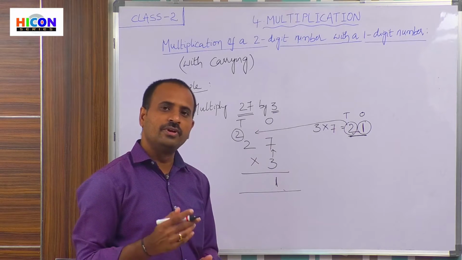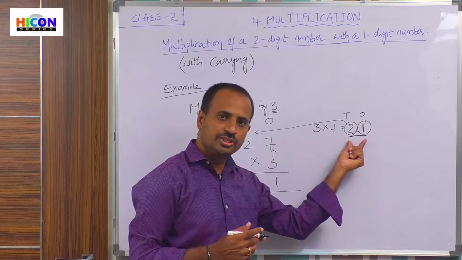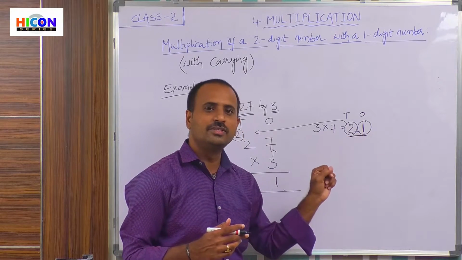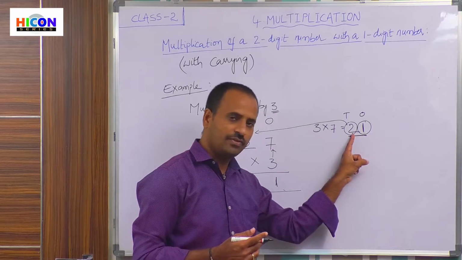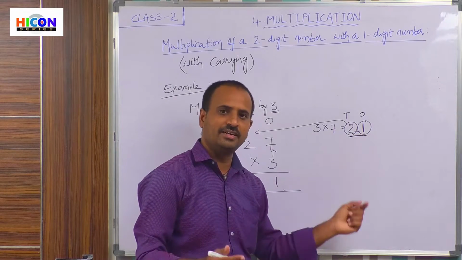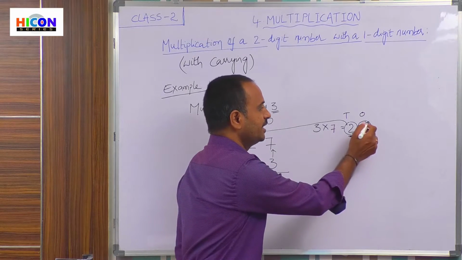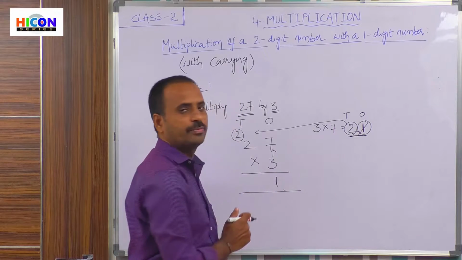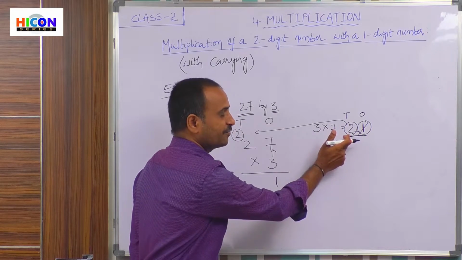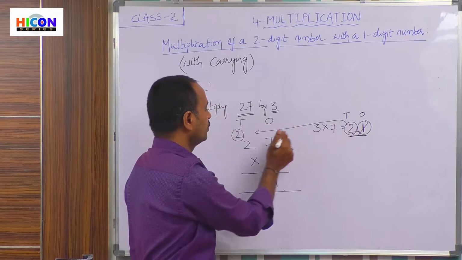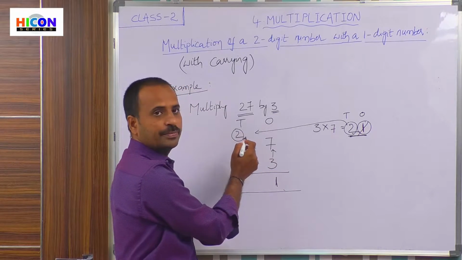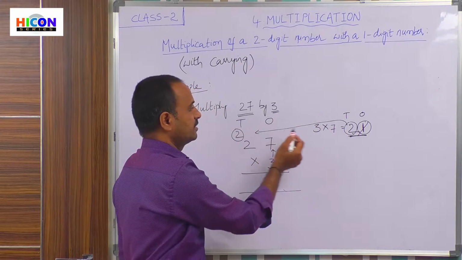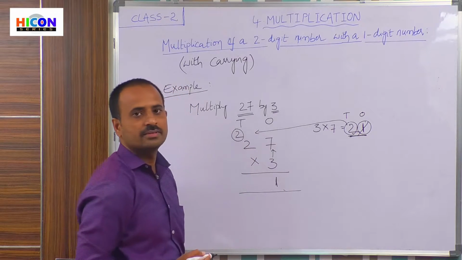Children, listen carefully. If the product is a two-digit number, write the second digit. What is the second digit here? 2 is the first digit and 1 is the second digit. Write the second digit 1 under ones place and carry the first digit, that is 2, to the next place. What is the next place here? Tens place. So carry the first digit to the next place.